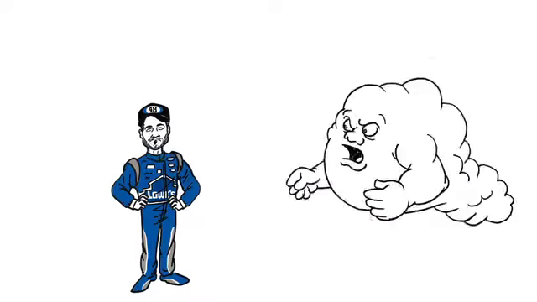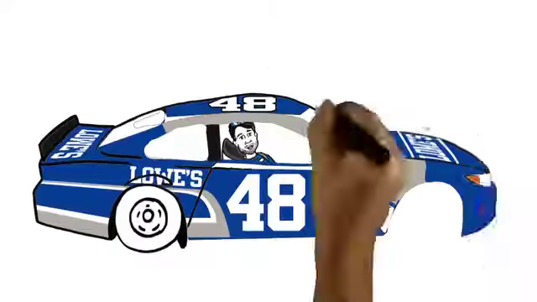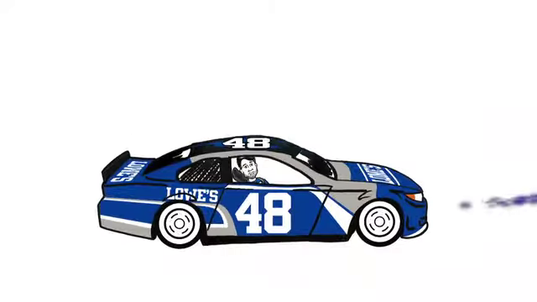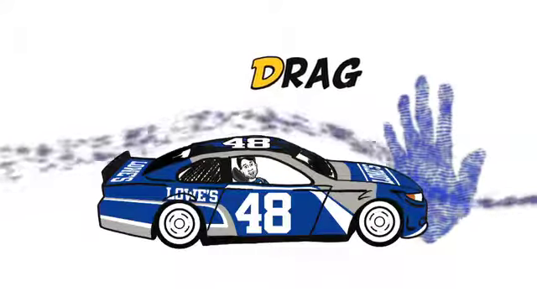It's all about how air flows over, under, and against the race car. The air around us is made up of billions of individual molecules. You can't see them, but when you're driving through them at high speed, there's a resistance created. That's drag, and it has the effect of slowing the car down.